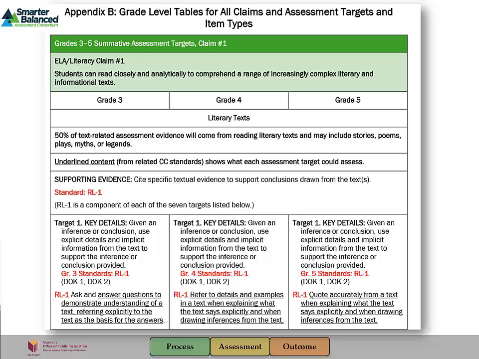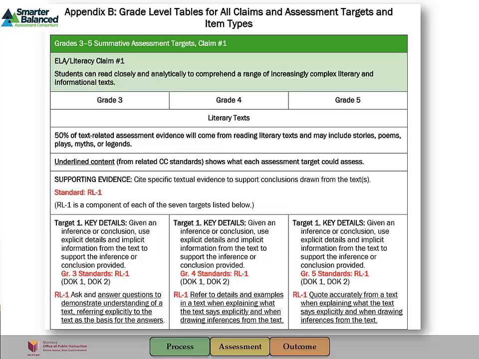Let's tease through an example of these claims and targets for items instead of working backwards with an item to showcase the rigor points. So here we have an English Language Arts literacy claim and supporting evidence about this claim. Let's focus on grade 4, where there are 7 targets on this claim. Target 1, key details.